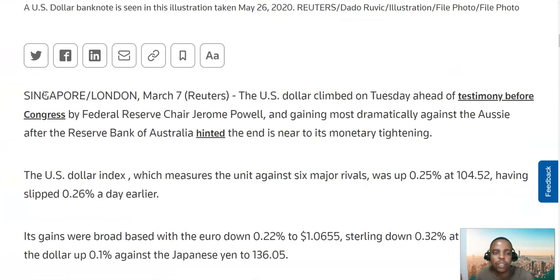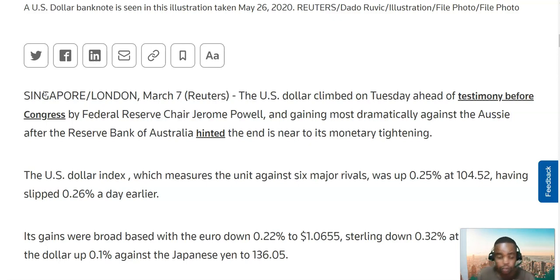Singapore, London, the US dollar climbed on Tuesday ahead of testimony before Congress by Federal Reserve Chair Jerome Powell, gaining most dramatically against the Aussie after the Reserve Bank of Australia hinted the end is near to its monetary tightening. So it has gone strong against the dollar.